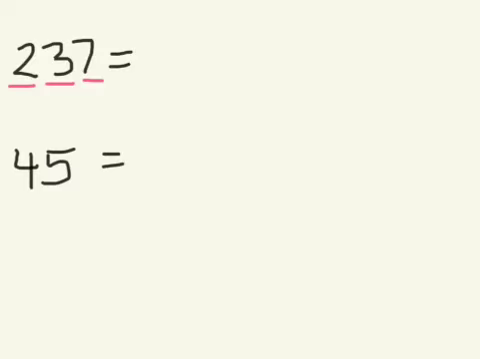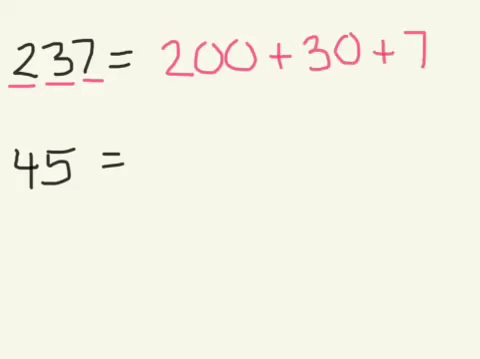So 237 becomes 200 plus 30 plus 7. And there it is. The 200, the 30, and the 7 all broken up for you. Now, for 45, we have the tens place and the ones place. So we're going to take out the 40 and the 5. So 45 becomes 40 plus 5. That's really all we have to do with the two of those.